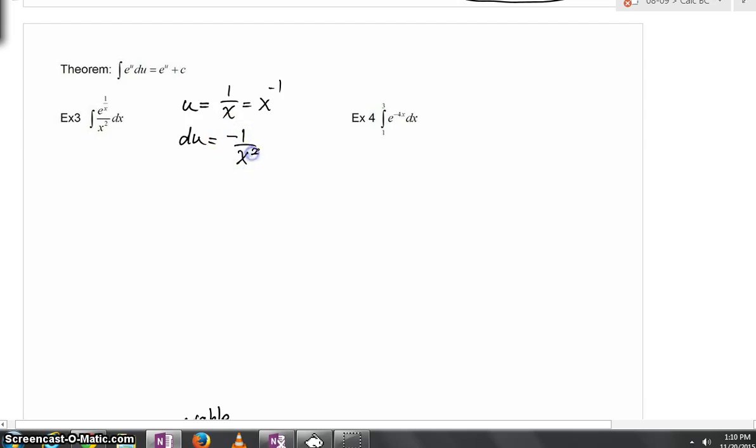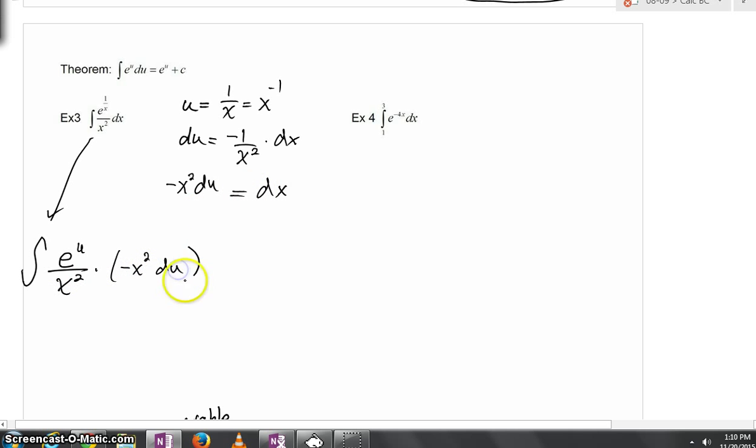Negative 1 all over x squared. I mean, you can bring down that negative 1, and that's x to the negative 2. And here you go. We could solve for dx, multiply by x squared, and divide out that negative. And we'd have this. So dx is negative x squared du. And this integral then becomes e to the u.